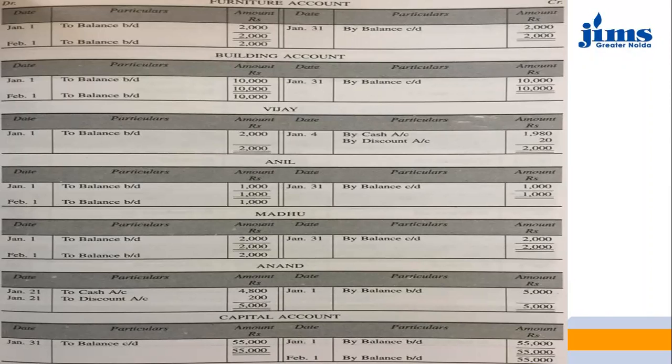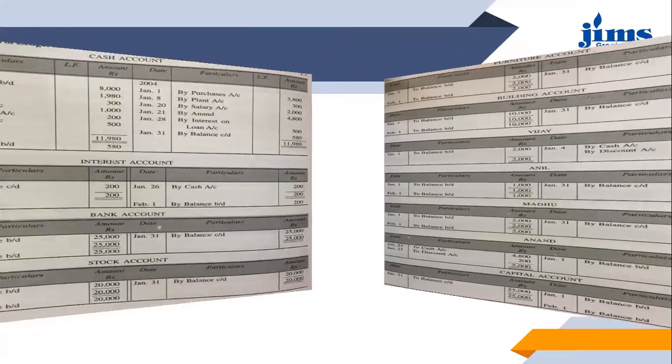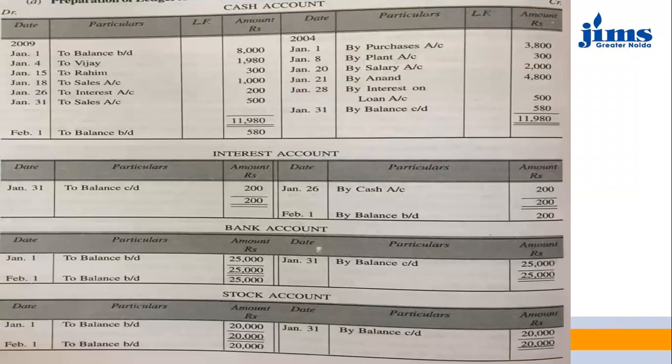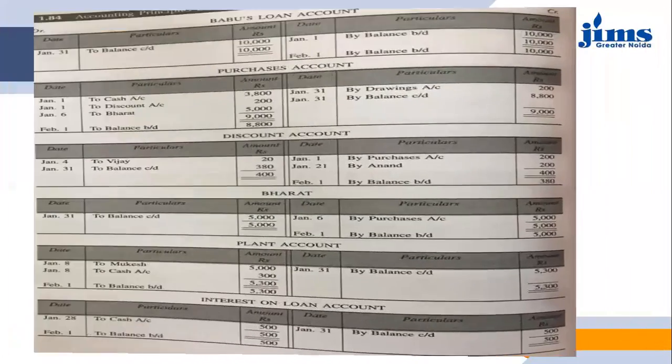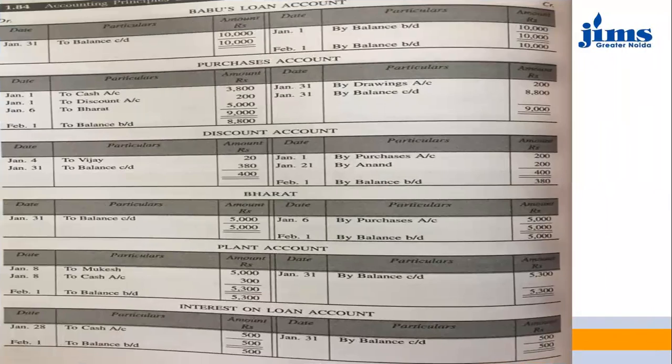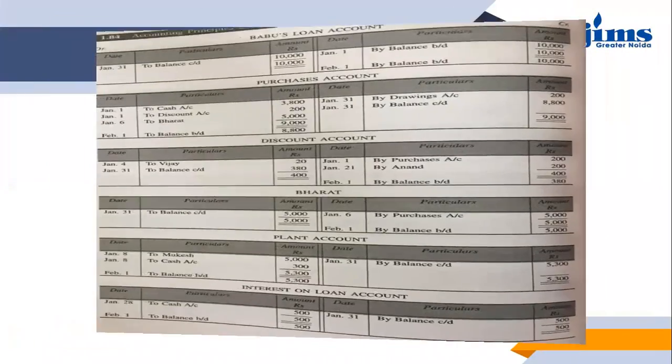Now we'll go to cash account and discount account. So discount account we already have, we have prepared. Let's take up the cash account here first. For 21st January, see, cash account is getting credited. So 21st January, cash account is getting credited under the name of Anand, being paid 4800 rupees. And then we'll go to the discount account. As you can see here, the discount account on the 21st January by Anand 200 rupees. Done.